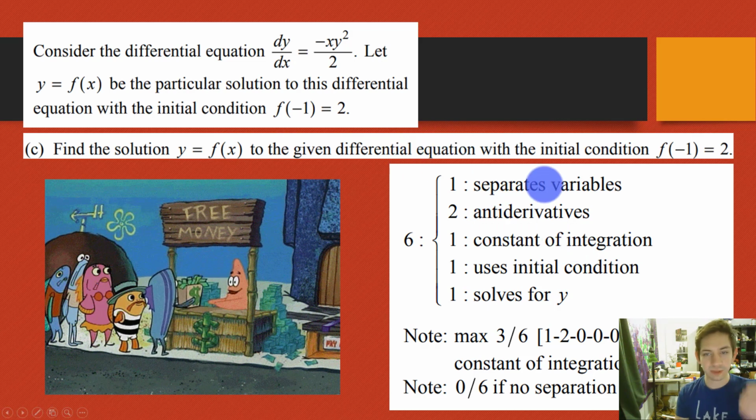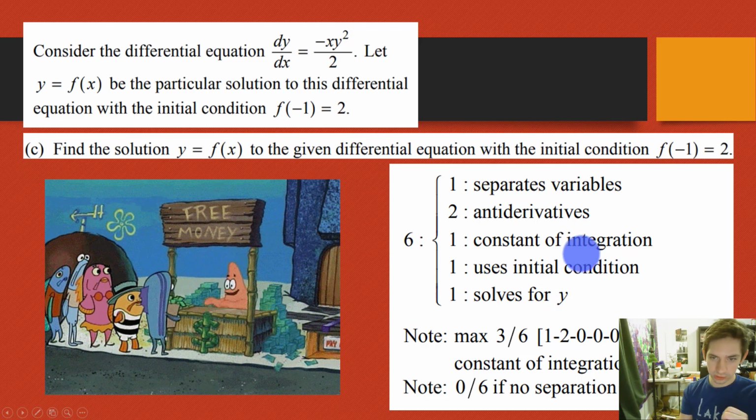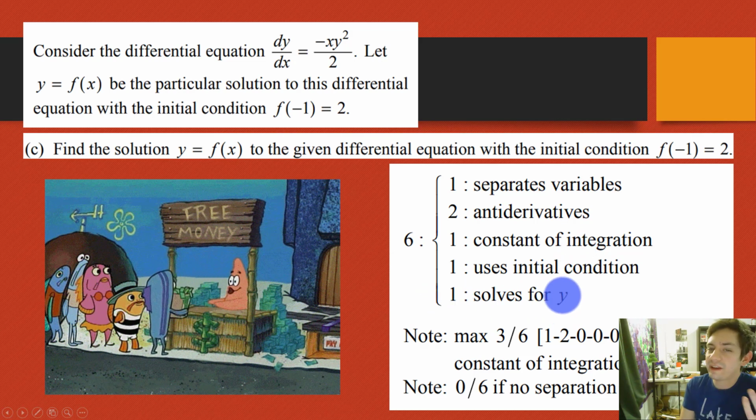We get 1 for the separation, 2 for the correct antiderivatives, 1 point for remembering c, just plus c, 1 point for using the initial condition, and 1 point for solving for y. So even if you get stuck there, you still get 5 out of 6 points. That's amazing. Free money, free points.